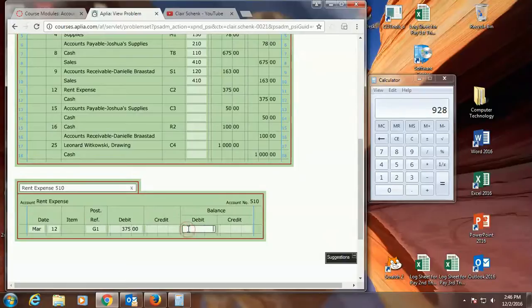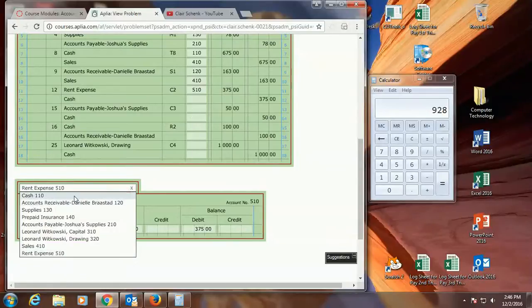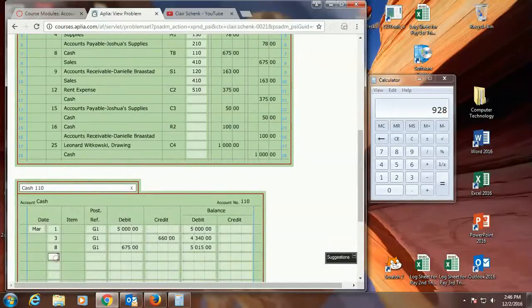Okay. So, and then I have a new balance of $375. Sorry for the interruption. And then 510 is my post-reference in my general journal. My new balance for rent expense is $375. So now my cash account on the 12th is G1. Looks like it's a credit of $375.